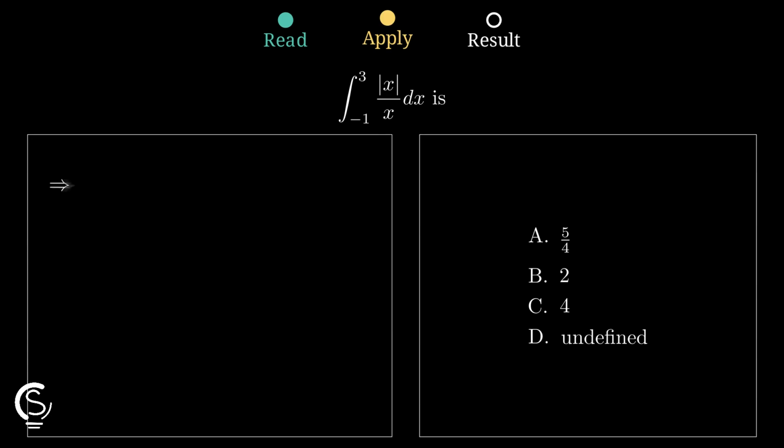Now we split the integral at 0. We integrate -1 from -1 to 0, then integrate +1 from 0 to 3. This makes the calculation much easier to handle.